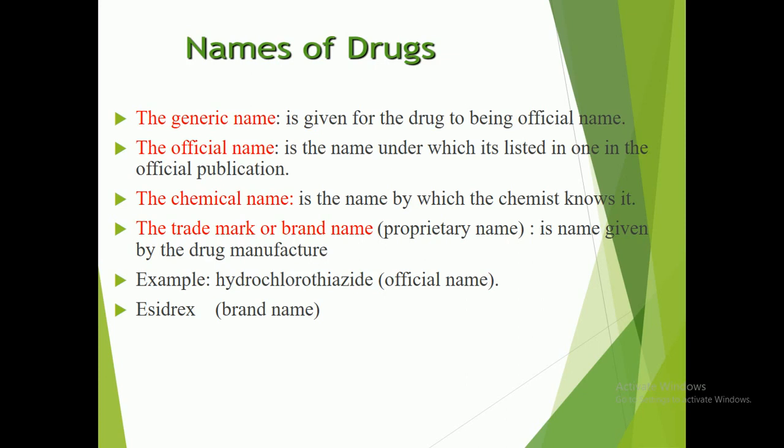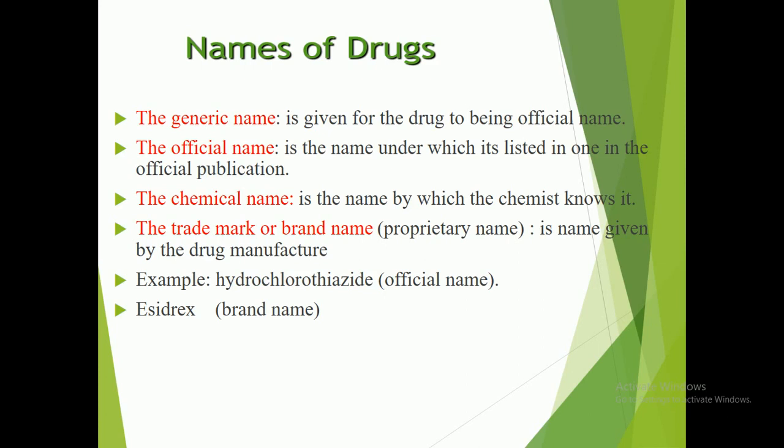The next one is the chemical name. Chemical name is the name by which the chemist knows it. Actually, it tells us about the actual chemical ingredients which are present in the drug. Then the trademark or brand name, that is called a proprietary name, which is the name given by the drug manufacturers, meaning the name given by the company.